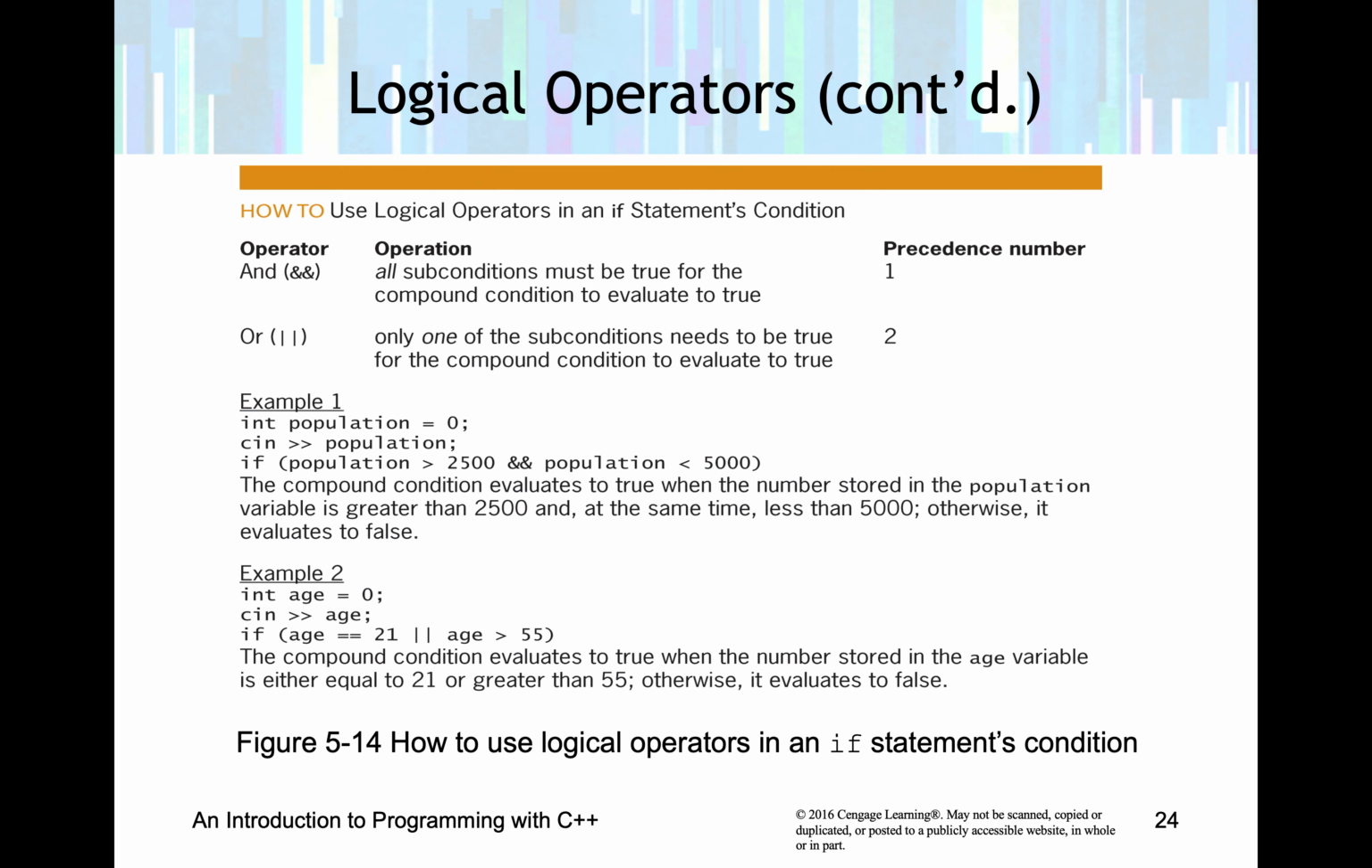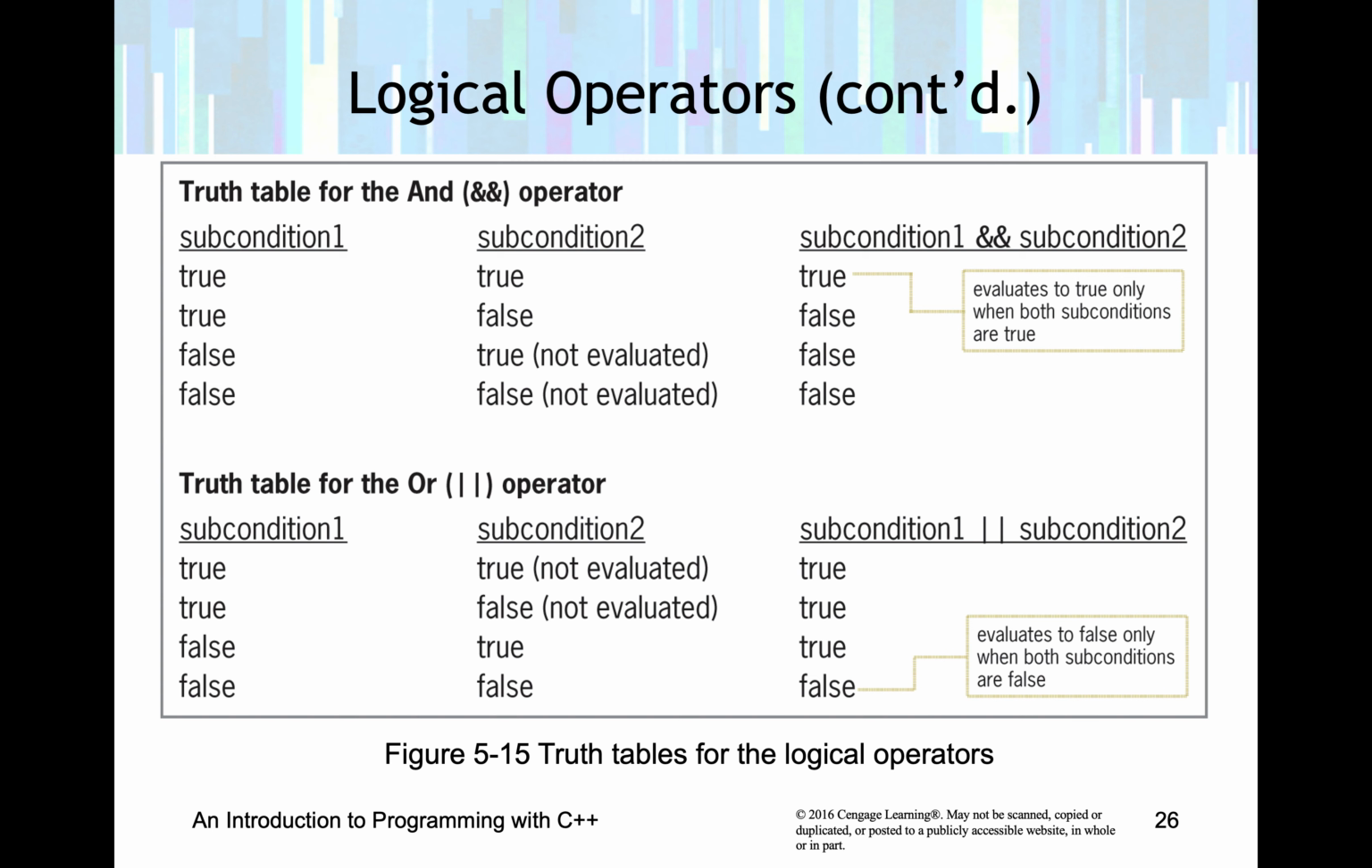This is the truth table, and there we go. And it's basically what we talked about earlier. So what it's saying is if you have an and right here, and this side of the and is true, and this side of the and is true, then the whole condition is true. If this side of the and is true, but this one is false, the whole condition is false. If this side of the and is false, we don't even evaluate the right side. It's just false.